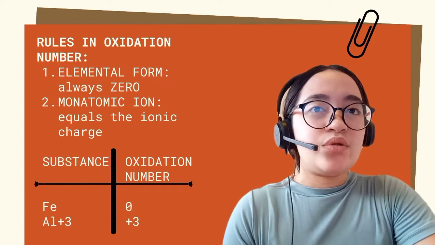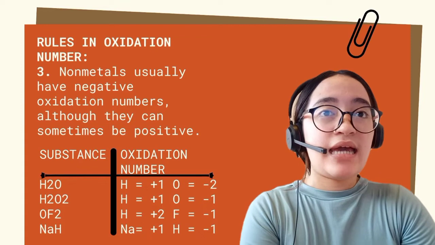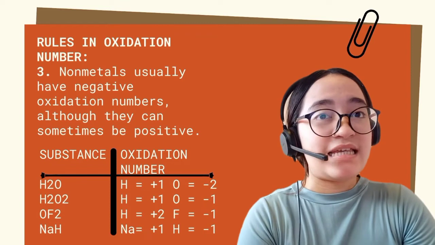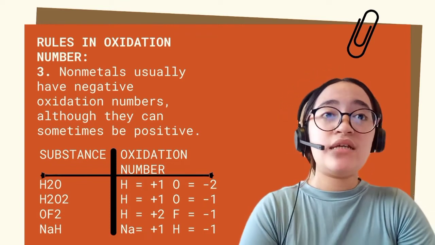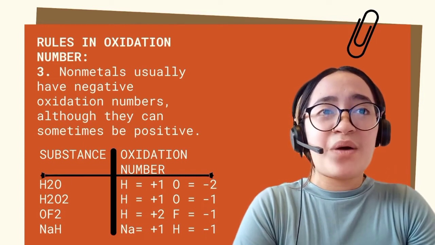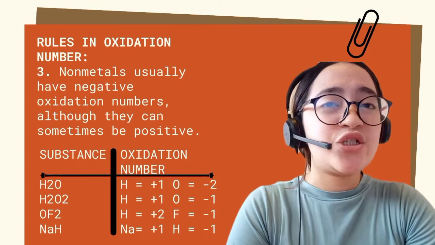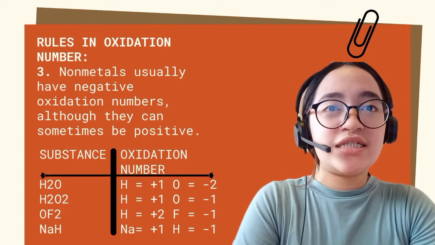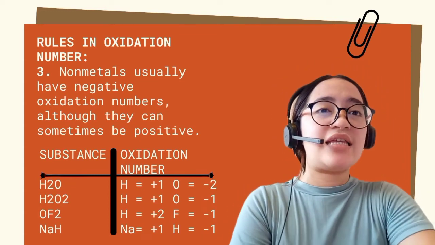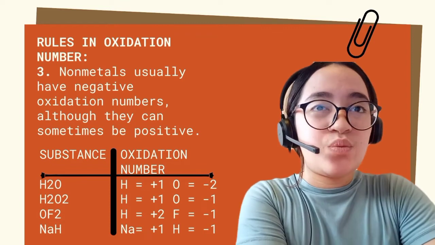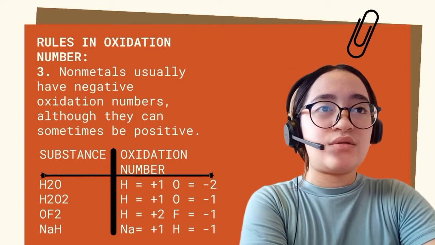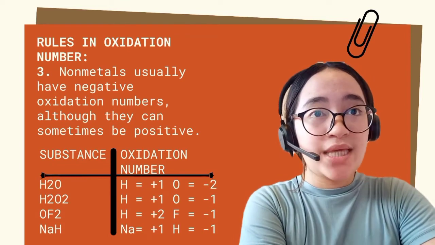Then for our third rule, non-metals usually have negative oxidation numbers, although they can sometimes be positive. The oxidation number of oxygen is usually -2 in both ionic and molecular compounds. The major exception is in compounds called peroxides, which contain the O2 2- ion, giving each oxygen an oxidation number of -1. Then the oxidation number of hydrogen is usually +1 when bonded to nonmetals and -1 when bonded to metals.